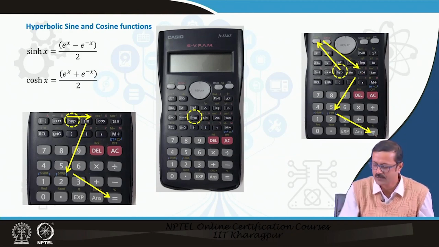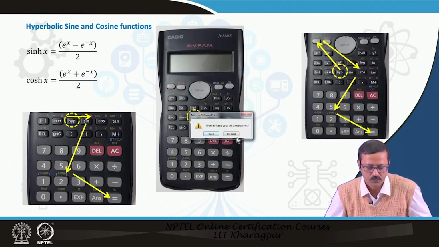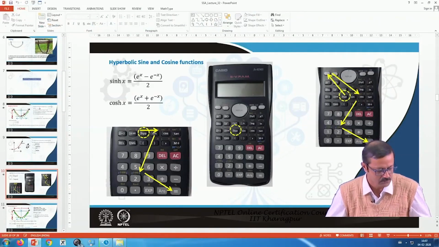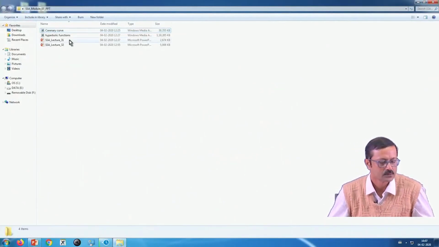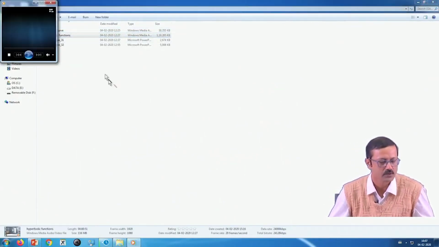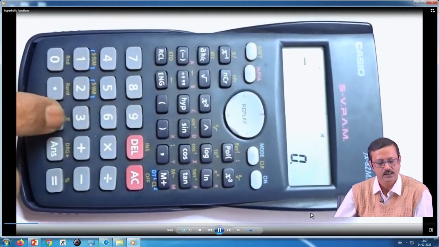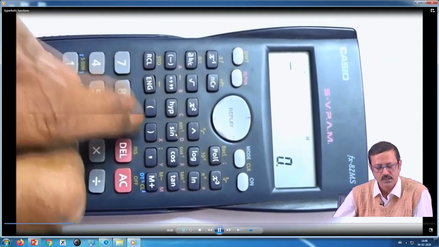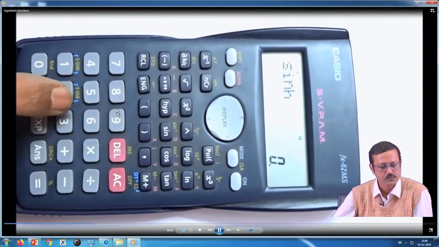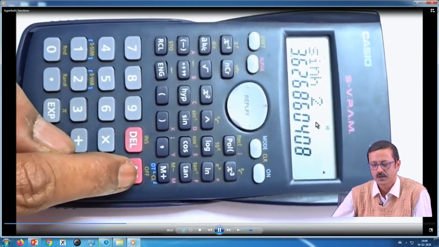I have a small video, because sometimes we have a problem with the calculator in finding out how to do this particular calculation. So I have a very small video on that also. You first switch on, then go to the hyperbolic, then go to sine or cos or whatever, put in the values and then equal to. So you will get the sine hyperbolic too.